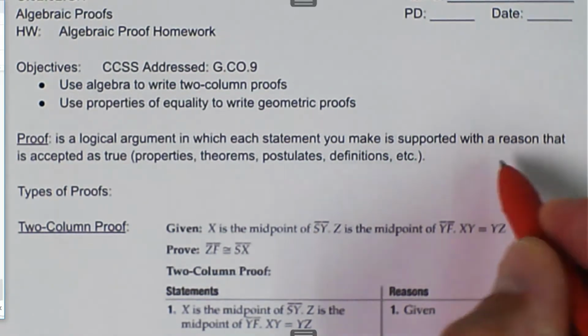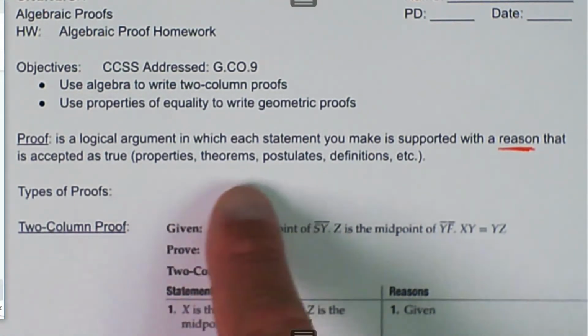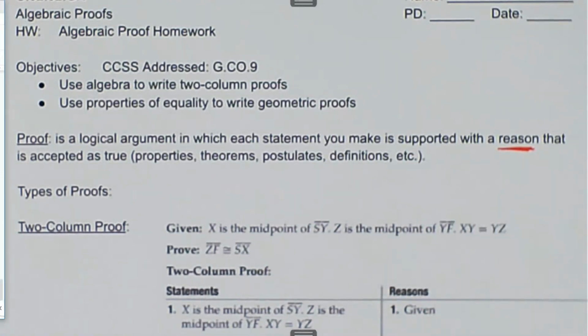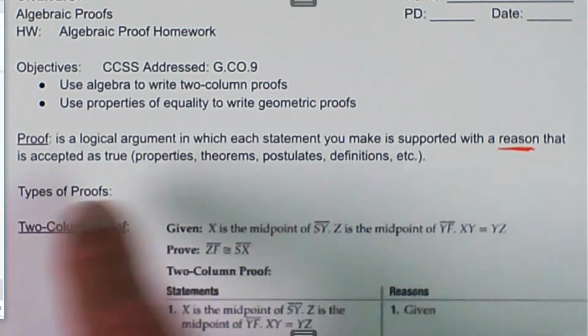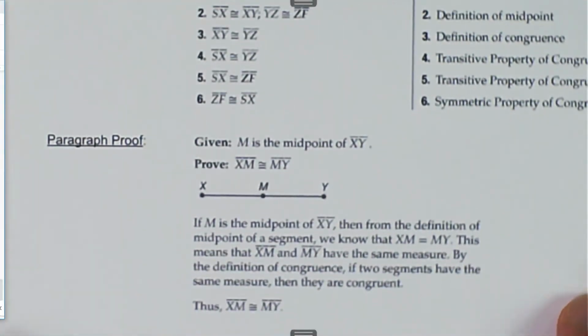So the reason that we can say something, you can't just go around saying things. You have to have something to back it up as proof. And properties, theorems, postulates, and definitions are all examples of reasons. So there are a few different kinds of proofs, and the one that we're really going to focus on is the two-column proof. You could also have a paragraph proof.